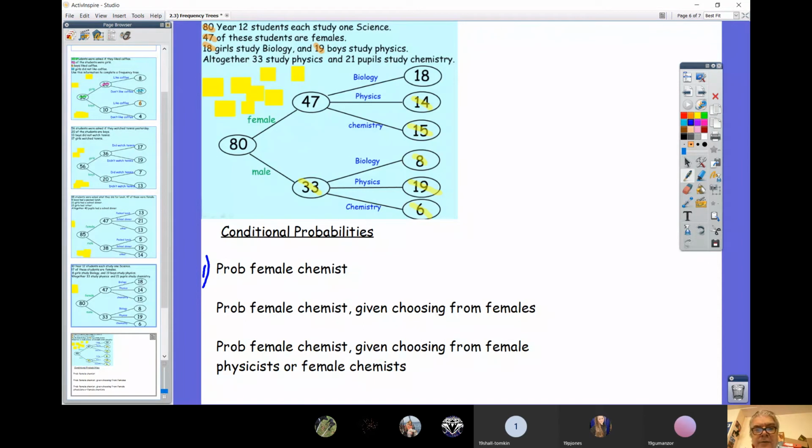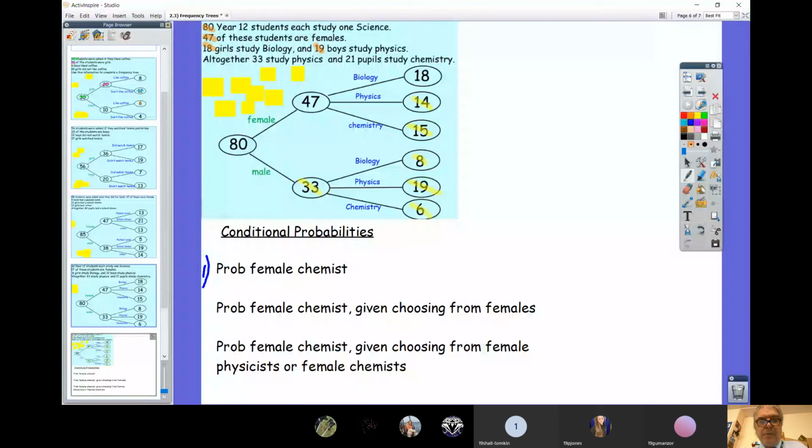Okay, so looking at the information, we're picking a student at random. What's the chances I pick a female chemist? So have a think. So what out of what? Hands up if you think you know. Yep. Grace, what do you think?